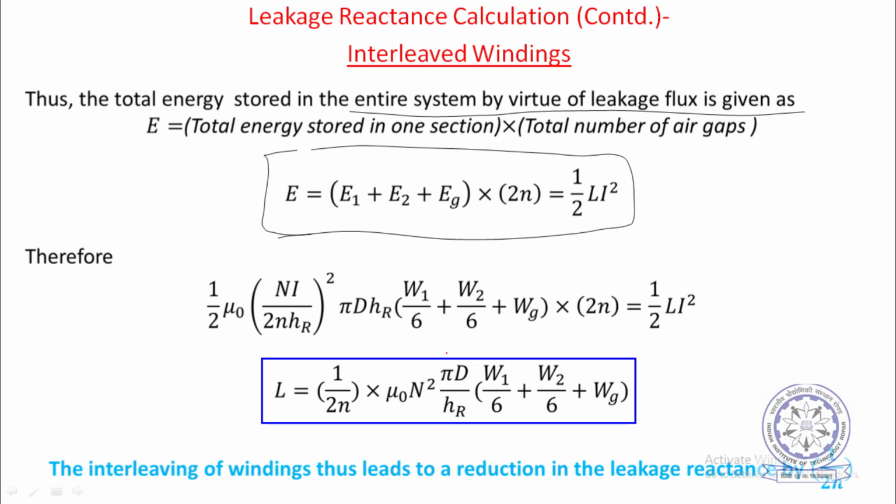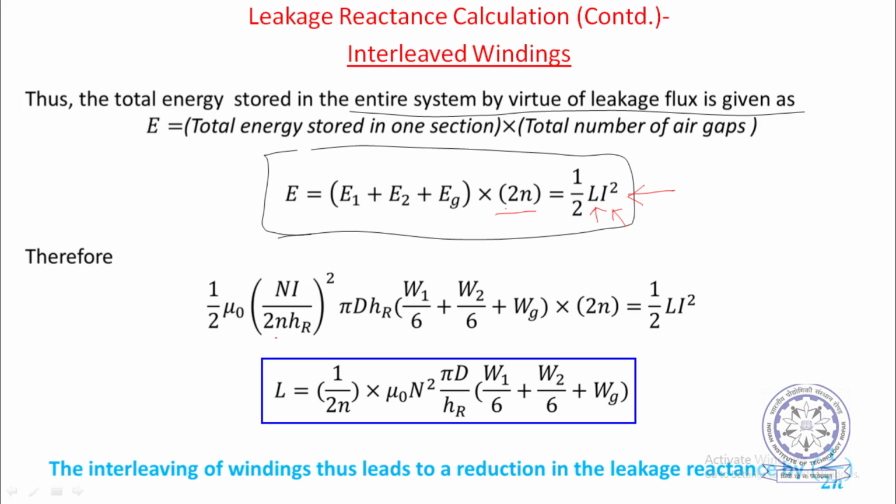Now, the total energy in the entire system by virtue of leakage flux is given by E1 plus E2 plus Eg, and such 2n half cycles are there. Therefore, this total energy is equal to half L i square. If I is referred to the primary current, you will get the leakage inductance referred to the primary, including secondary plus primary. If you use I as the secondary current, then you will get the entire leakage inductance referred to the secondary. So this is how it will happen.